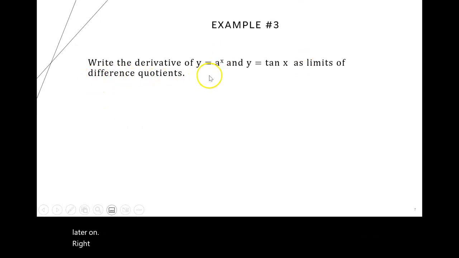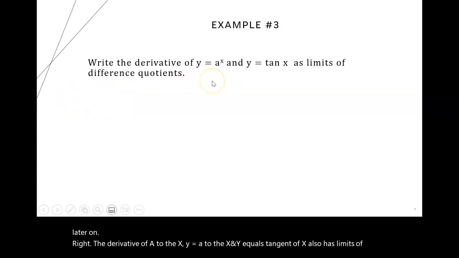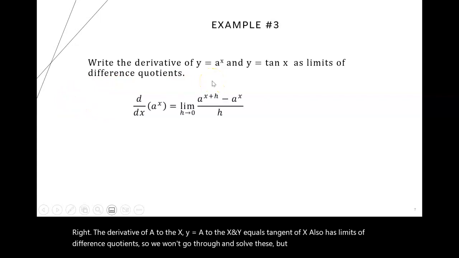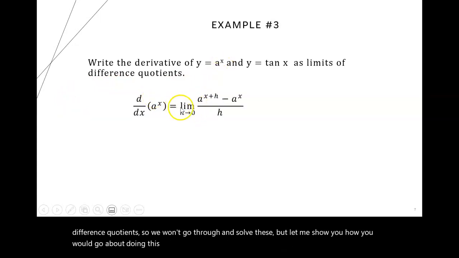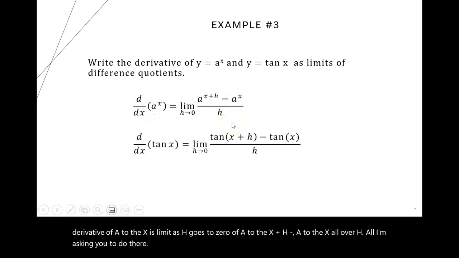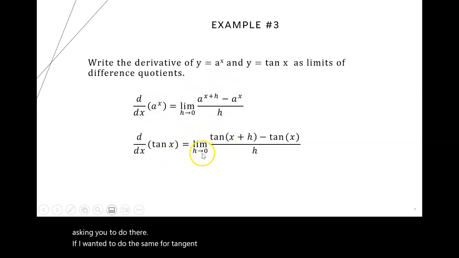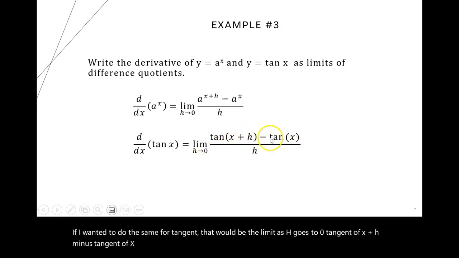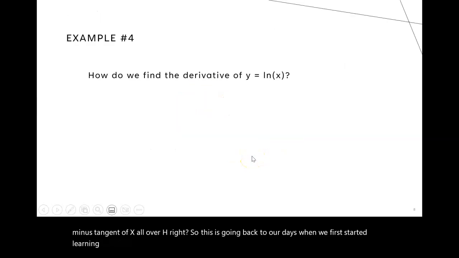All right, write the derivative of y equals a to the x, and y equals tangent of x, also as limits of difference quotients. So we won't go through and solve these, but let me show you how you would go about doing this. Right, go back to your difference quotient, and we would say the derivative of a to the x is the limit as h goes to 0 of a to the x plus h minus a to the x all over h. All I'm asking you to do there. If I wanted to do the same for tangent, that would be the limit as h goes to 0 of tangent of x plus h minus tangent of x all over h. Right, so this is going back to our days when we first started learning about the derivative.